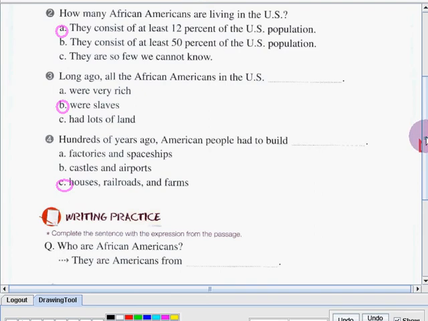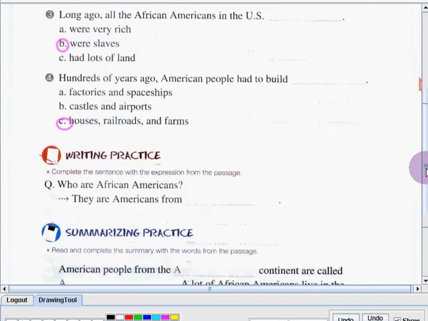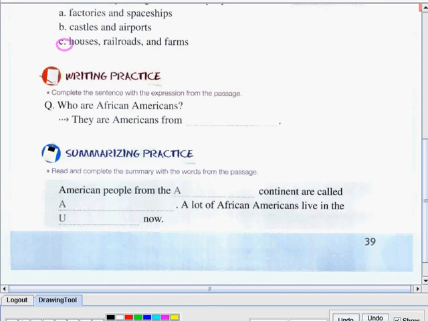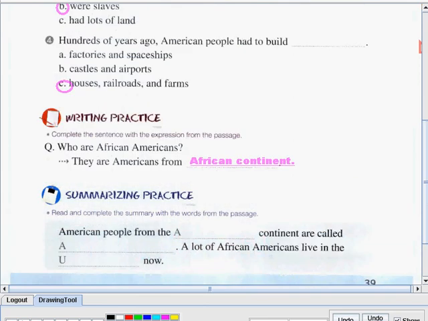Now let's answer the writing practice. Complete the sentence with the expression from the passage. Who are African Americans? They are Americans from blank. Where do they come from? The answer is African continent. They are Americans from the African continent.